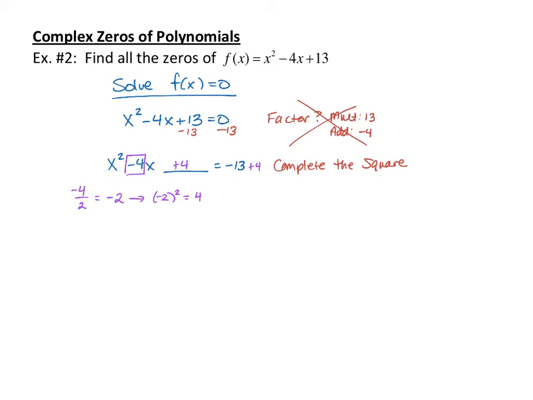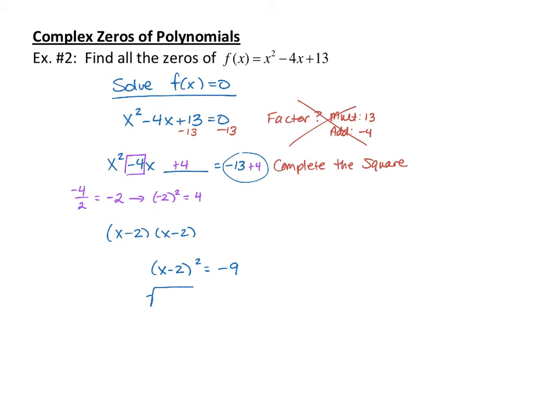Now the left-hand side of this equation can be factored. Think about numbers that multiply to positive 4 and add to negative 4. We can factor this as x minus 2 times x minus 2, or that would be easier to just write as x minus 2 squared. Go ahead and add those constants together on the other side. Negative 13 plus 4 is negative 9. We're ready at this point to use our square root property.